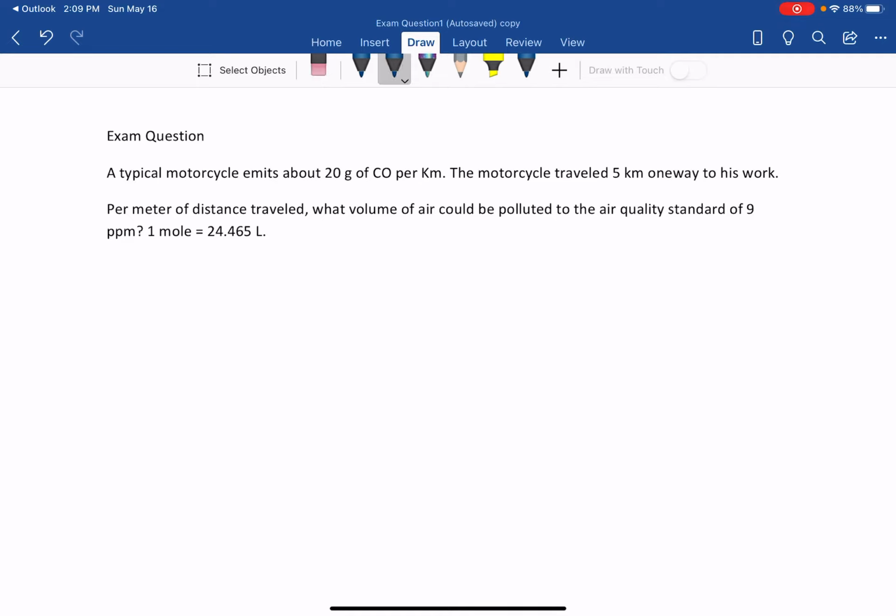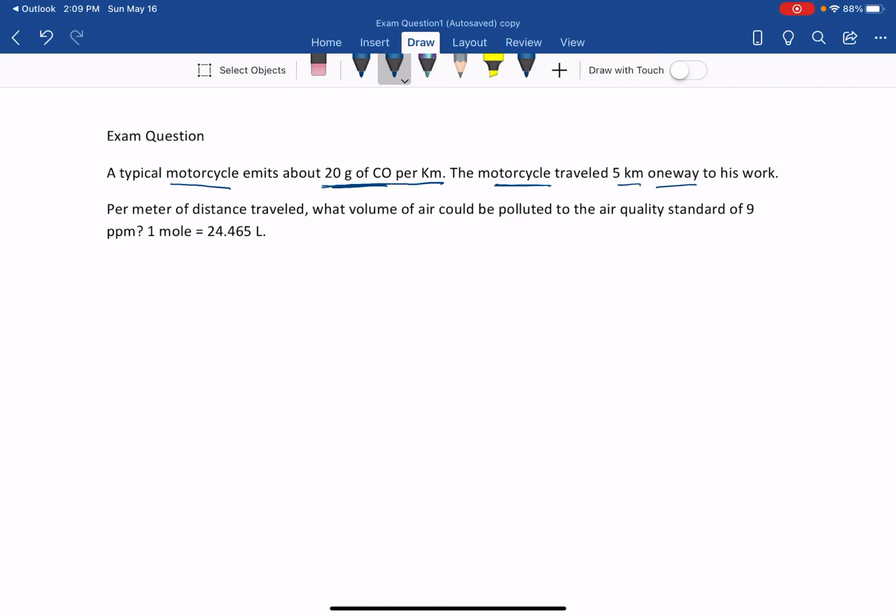A typical motorcycle emits about 20 grams of carbon monoxide per kilometer. This is how much mass is being emitted from the exhaust of the motorcycle per kilometer, 20 grams. The motorcycle traveled 5 kilometers. So the guy went from point A to point B, and it is 5 kilometers, and it is one way to his work.